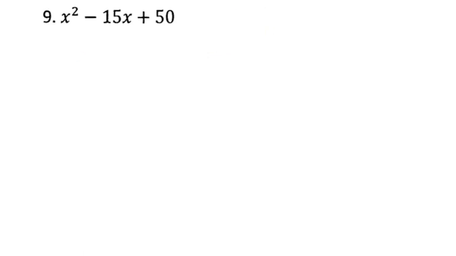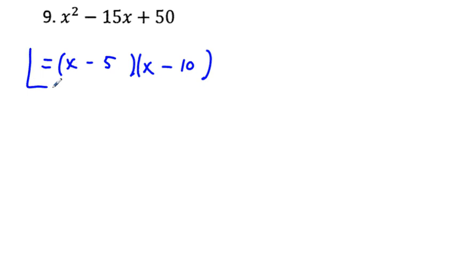Next, 9. Again, this is a simple quadratic trinomial. So we put x and x. Now here we have a negative middle term, but a positive 50. So we're going to have minus minus to make this work out. So what two numbers do you add together equal negative 15, but multiply together equal 50? Well, how about 5 and 10? Right? So negative 5x minus 10x. So that's it.